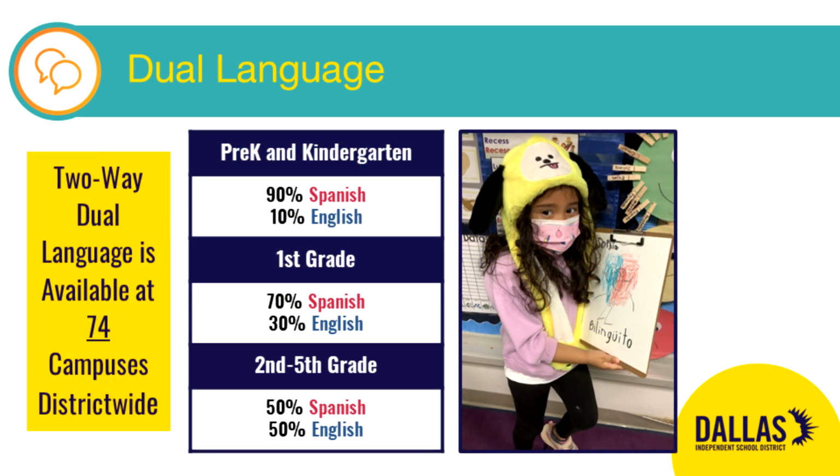Our 2-way dual language program will be available at 74 campuses district-wide this year. So what does a 2-way dual language program look like? In pre-K and kindergarten, 90% of the instruction is in Spanish and 10% is in English. In 1st grade, 70% of the instruction is in Spanish and 30% is in English. From 2nd grade all the way to 5th or 6th grade, 50% of the instruction is in Spanish and 50% of the instruction will be in English.